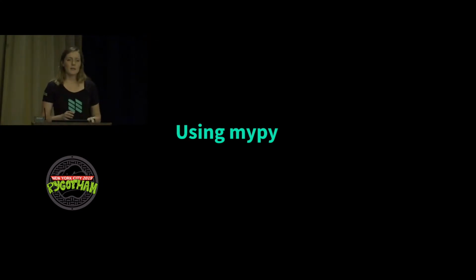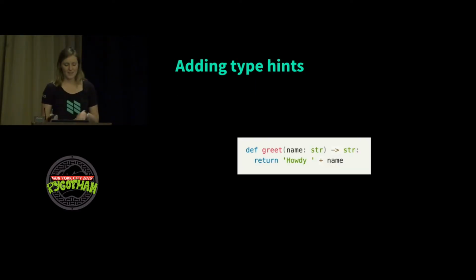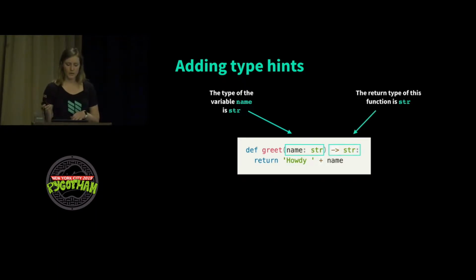So now that we know a little bit about what Mypy is, how can you use it? First, you have to add type hints to any of the functions that you want to run Mypy on. And then you can run Mypy on a file or a directory. Type annotations for Python 3 go in the function definition. You specify the types of the arguments, and then you specify the return type of the function.